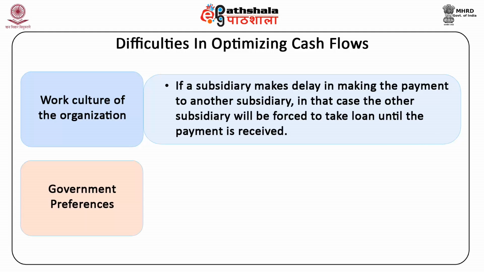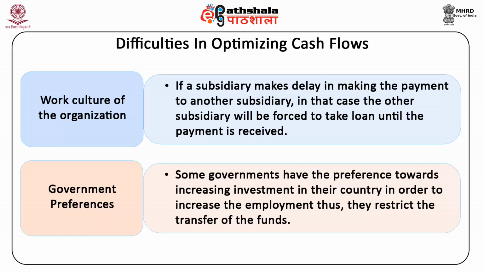Second is government preferences. Some governments have the preference towards increasing investment in their country in order to increase the employment. Thus, they restrict the transfer of the funds. Some governments restrict the conversion cost to be paid on net balance, that is, on netting, which are the cause of hindrance in optimizing the cash flows.